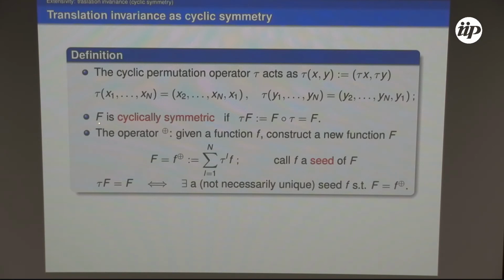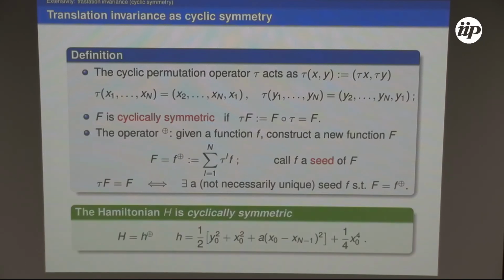Then we can say that a function is cyclically symmetric if it is invariant under the action of this operator. Given a function f, you can construct a new function capital F: you apply tau to the L to f, and you sum over all the L, and you get automatically a cyclically symmetric function. We call small f a seed for capital F.